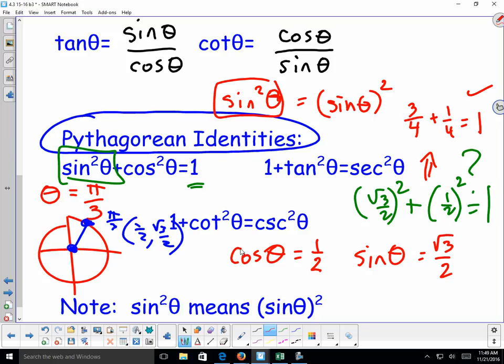That's right, exactly, because we're talking about a triangle here where the hypotenuse is 1, and this is your cosine, which is 1/2, and this side length is square root of 3 over 2. So that's exactly where these are coming from.